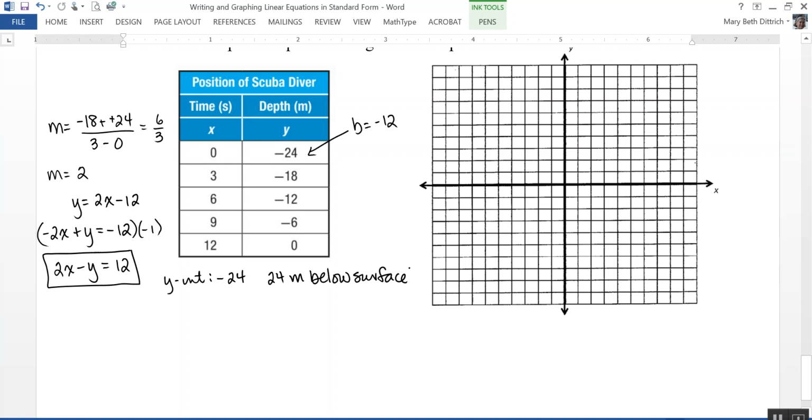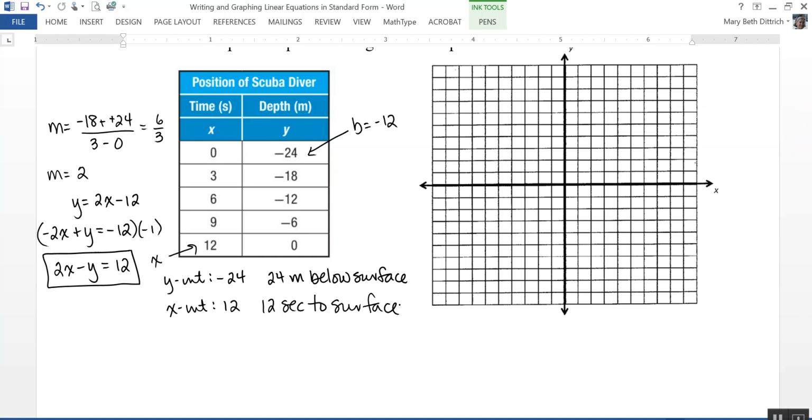Okay, my x-intercept is this right here. My x-intercept is 12, and let's take a look at what that means. So that means when his time is 12 seconds, his depth is 0. So that means that it takes him 12 seconds to get to the surface. So he starts 24 meters below, and in 12 seconds he's at the surface.